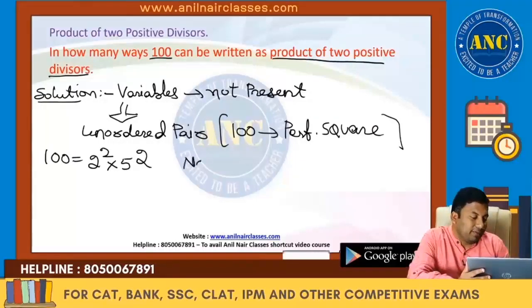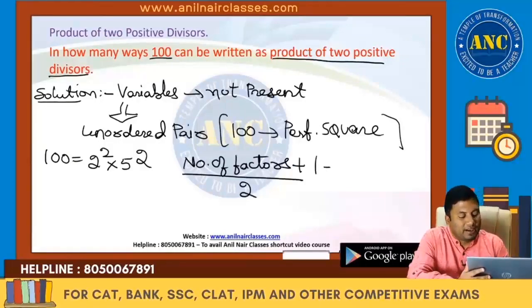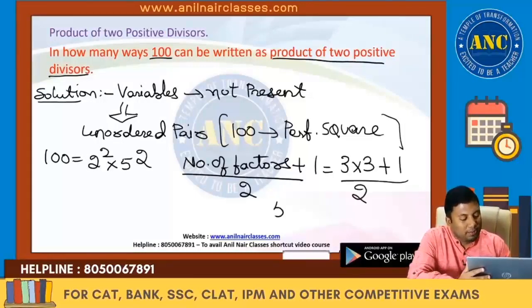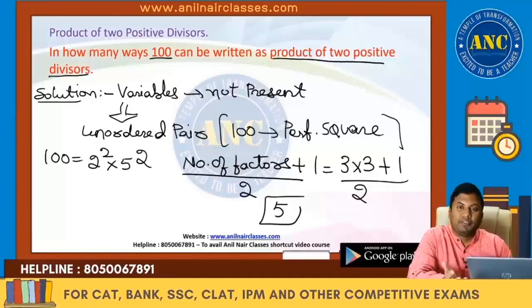If it is a perfect square, what will be the answer? The answer is number of factors plus 1, by 2. Number of factors will be 0 to 2, 3 cases, and 0 to 2, 3 cases, so 3 into 3, plus 1, by 2: 9 plus 1 is 10, 10 by 2 is 5. Very easily, just by looking at the question itself, without any confusion you will derive the answer if you have understood the basics.